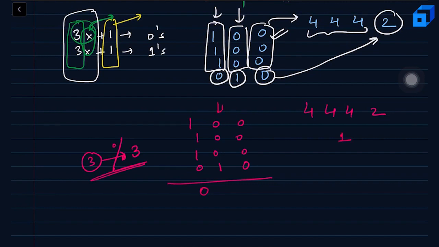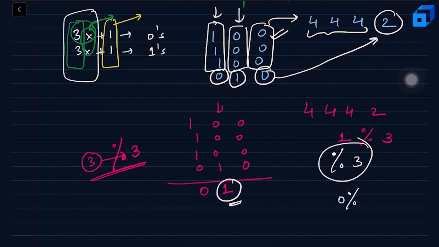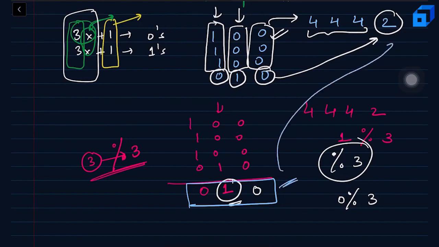Similarly, the process is followed here. When I take the sum, I get 1. I take a mod with 3, I get 1. So this bit which is here represents the bit which is actually left out, because when I take the mod with 3, all the bits which are occurring in multiples of 3 are cancelled out, and the only bit left here is 1. And here also, when I take the sum, I get 0, and when I take the mod with 3, I get 0 again. Whatever number you get in the end is actually the number which is occurring once. Here, when I take the sum of all the bit positions and then take a mod by 3, the number which is formed is 2, and I can simply say that this is the number which is occurring once.